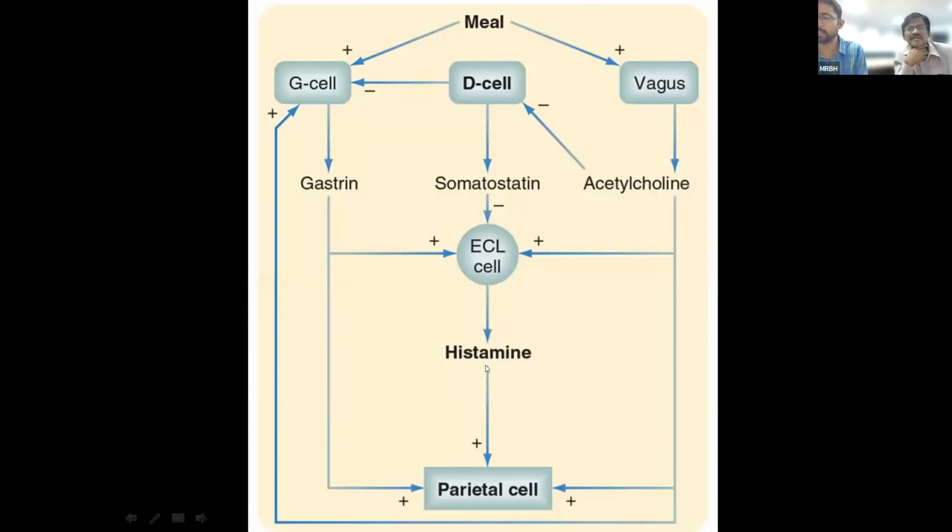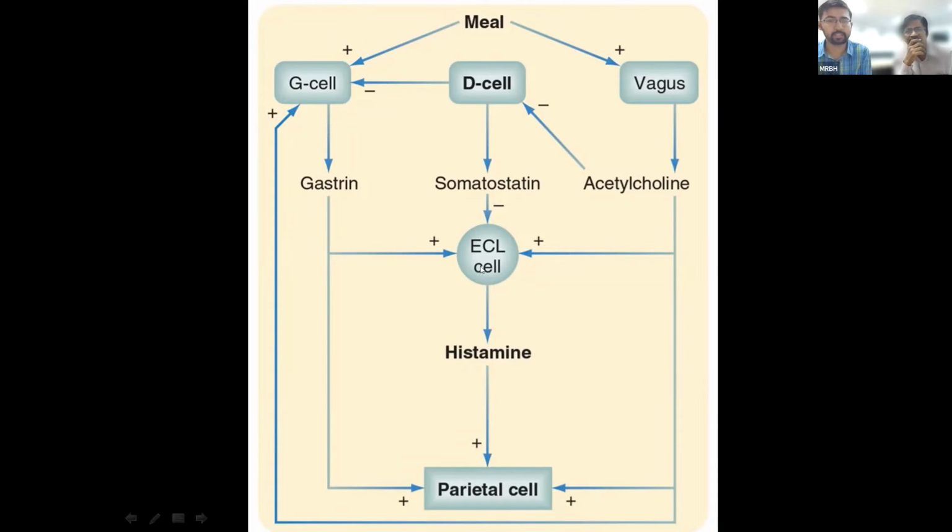Now, when we talk about gastric acid secretion, we see that it is primarily under the control of three things. One is the acetylcholine that is secreted by the vagus. Second is the gastrin, and third is the histamine. After a meal, the vagus is stimulated, the parasympathetic supply, which secretes acetylcholine. This acetylcholine acts on three cells. One, it acts on the enterochromaffin-like cells. Second, it directly acts on the parietal cell. And third, it acts on the G cell. The G cell releases gastrin, which again acts on the enterochromaffin-like cell and also on the parietal cell.